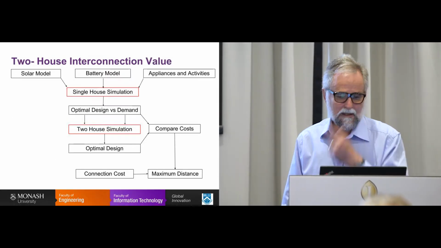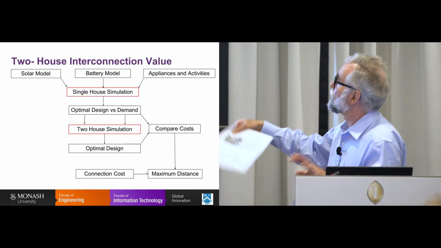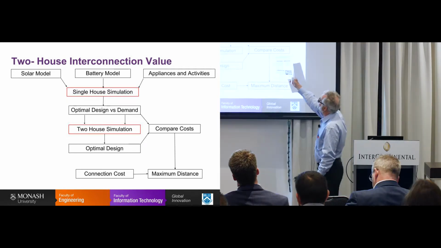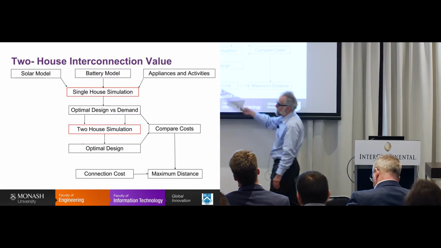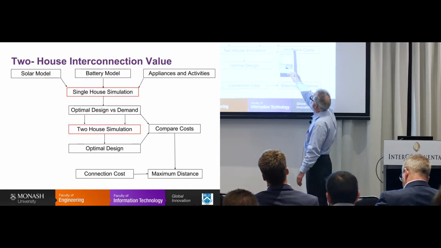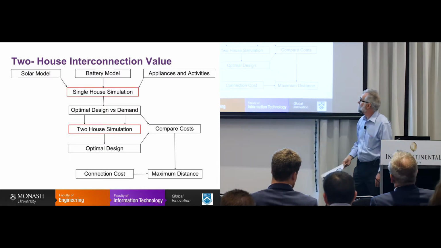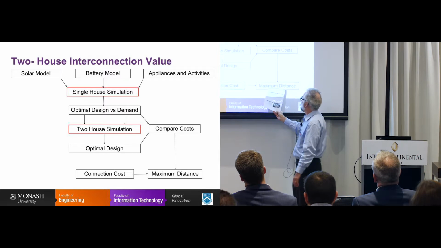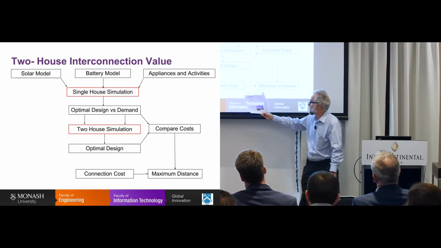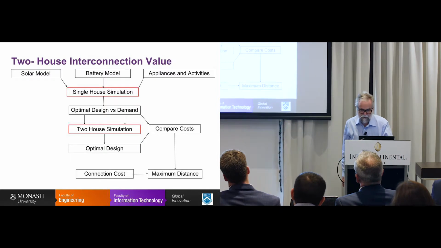So for the two-house interconnected value, the way I worked that was take the single house models, look at the single house simulation, re-optimise the demand by taking away panels or batteries, then compare the costs between the two-house simulation optimum design and the single house design, and then calculate what the maximum distance is based on the cost of connecting the two houses. And this is a beautiful thing.